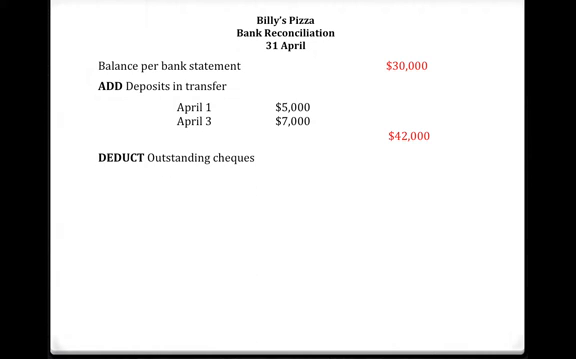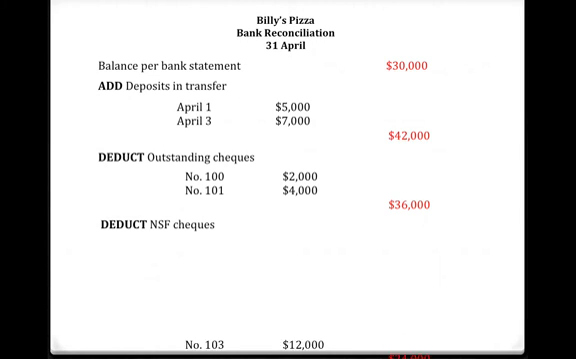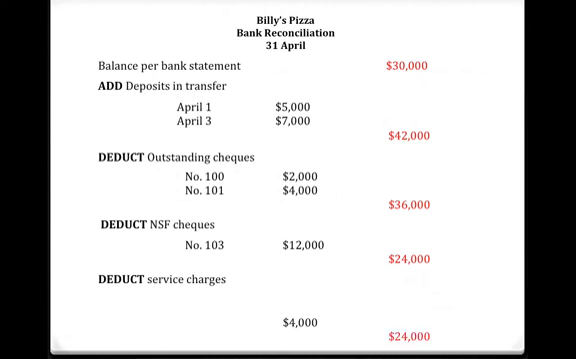Next, we deduct any outstanding checks which have not yet cleared, deducting both a $2,000 and a $4,000 check from the bank balance. A bounced check of $12,000 that was returned to the bank for insufficient funds will also have to be deducted from the bank's records. Lastly, bank service charges totaling $4,000 will be subtracted from the bank balance.